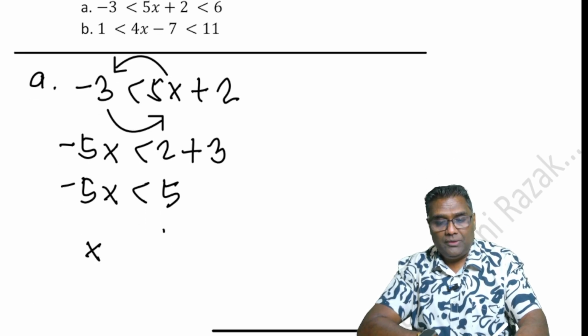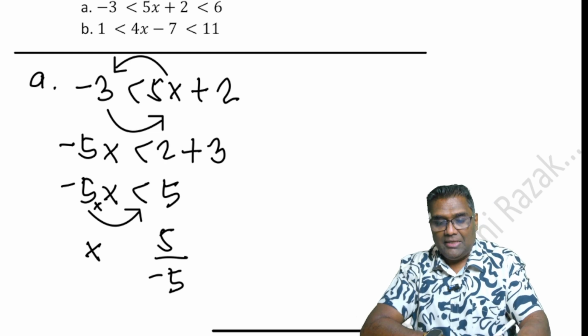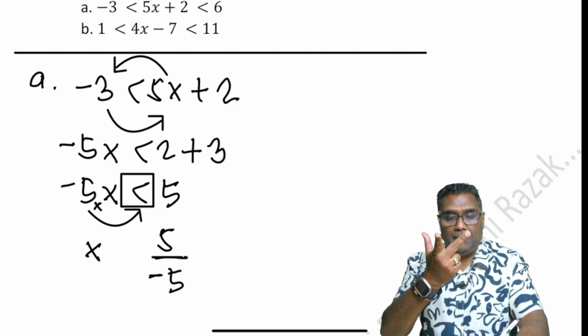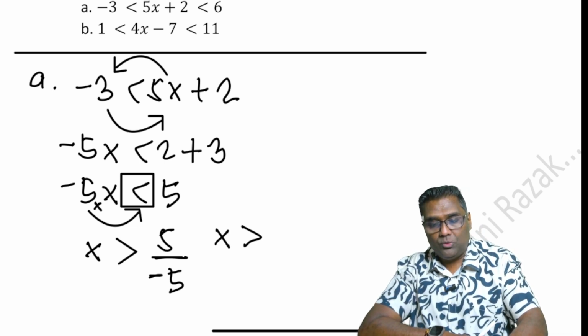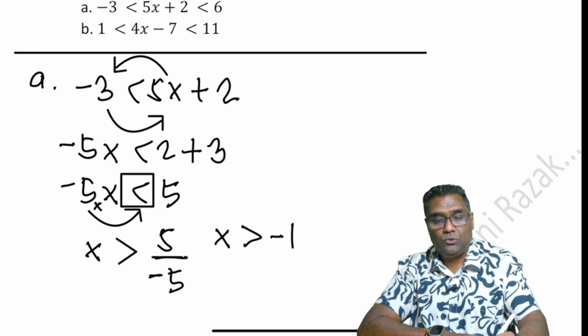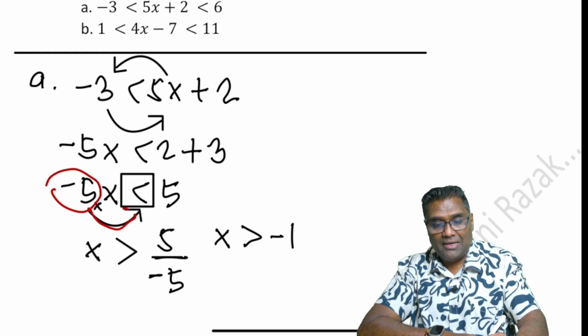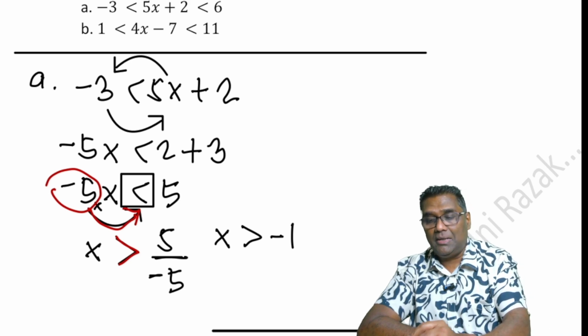So when I move, this is going to be 5 divide -5. Times right, move that side, will become divide. You know that in unit 1. But there's one small change. Whenever you divide by a negative, this sign will flip. So when it flips, it becomes x is more than -1. So that is the keynote that you need to watch out. When you move to the other side, the sign will flip. Take note of that. When you divide by a negative, definitely sign must flip.